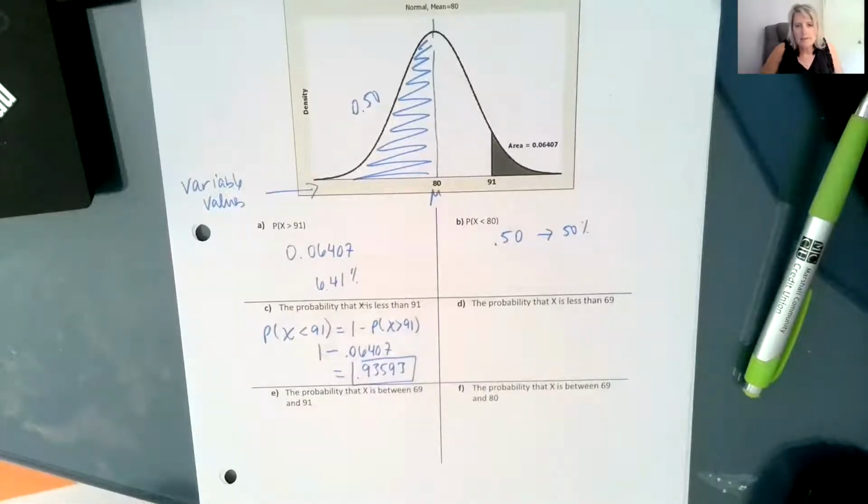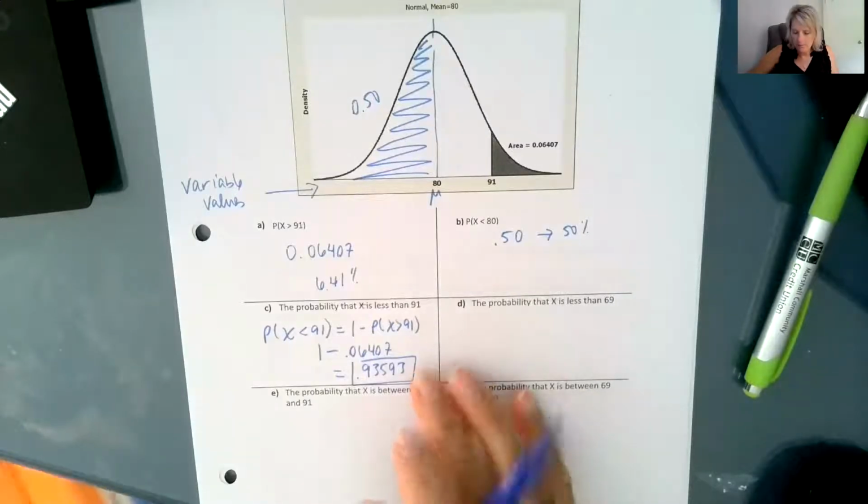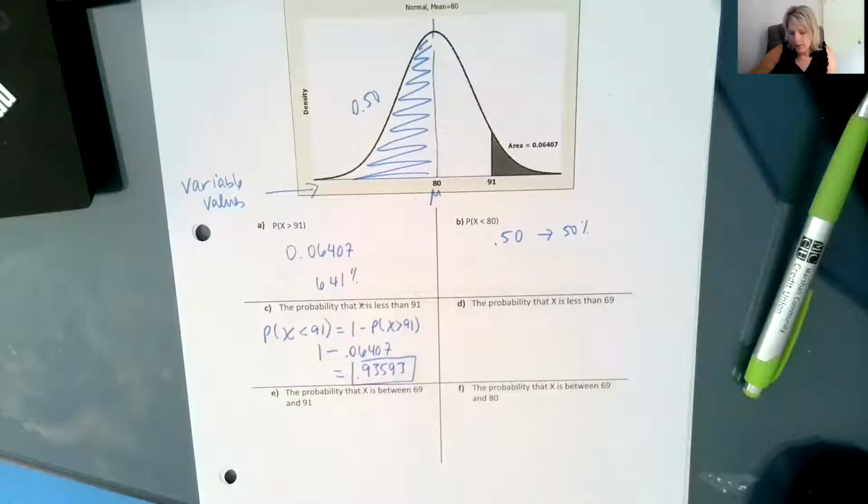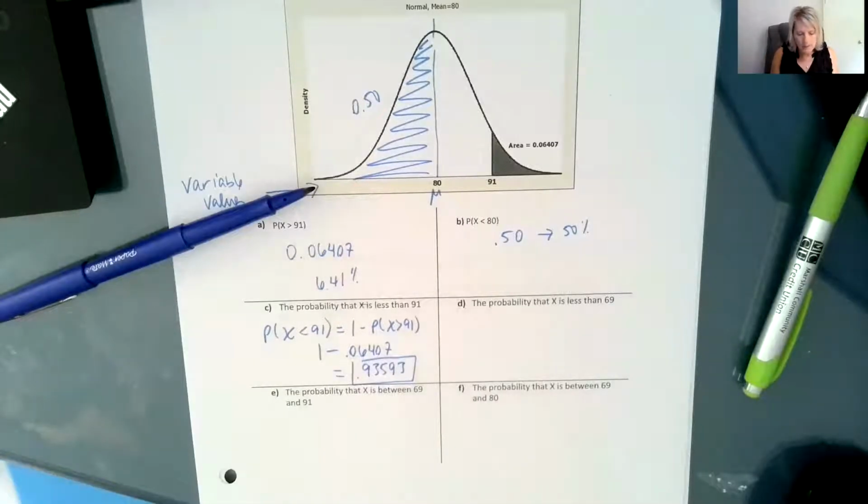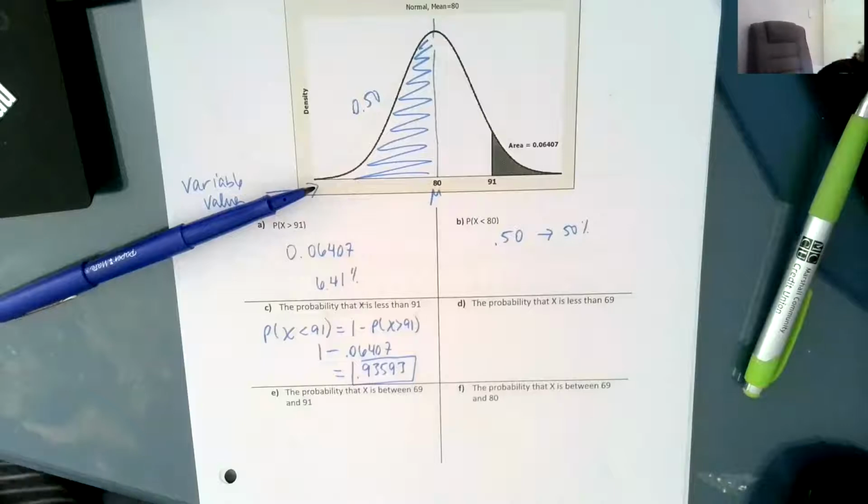0.9359. D says the probability that X is less than 69. Oh, geez, we don't even see 69 on the graph, do we? Let's mark where we think 69 will be located, and that will give us some guidance.